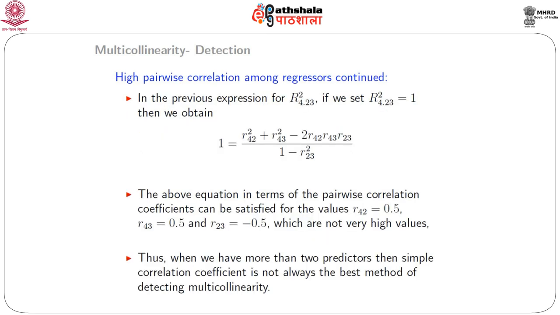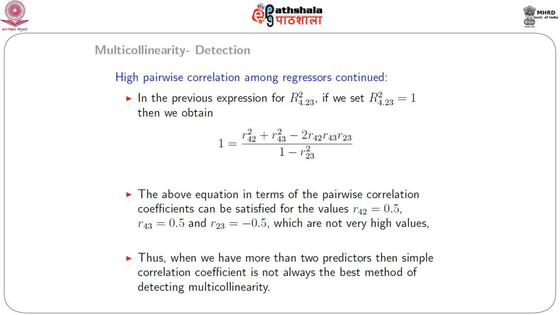Now in this expression, on the left hand side we have the coefficient of determination R square 4.23. If this term takes the value 1, then we can write 1 equals the expression for R square 4.23 in terms of the correlation coefficients. So the above equation in terms of the pairwise correlation coefficients can be satisfied for the values r4.2 equals 0.5, r4.3 equals 0.5 and r2.3 equals negative 0.5. I have not done the detailed calculation here, but I leave it for the students to compute and see that the above expression holds good.